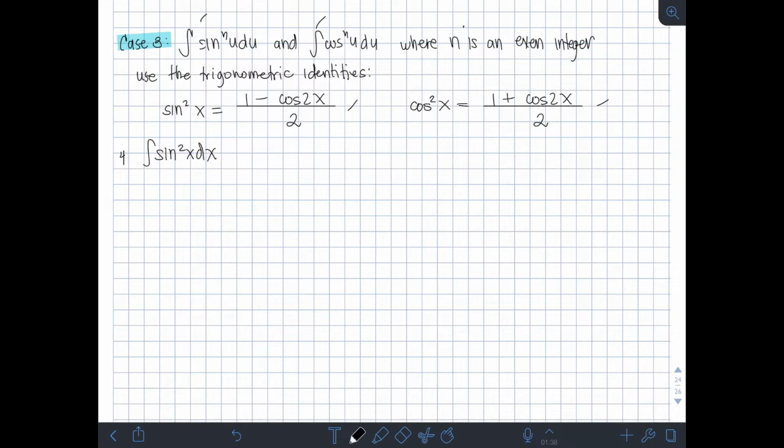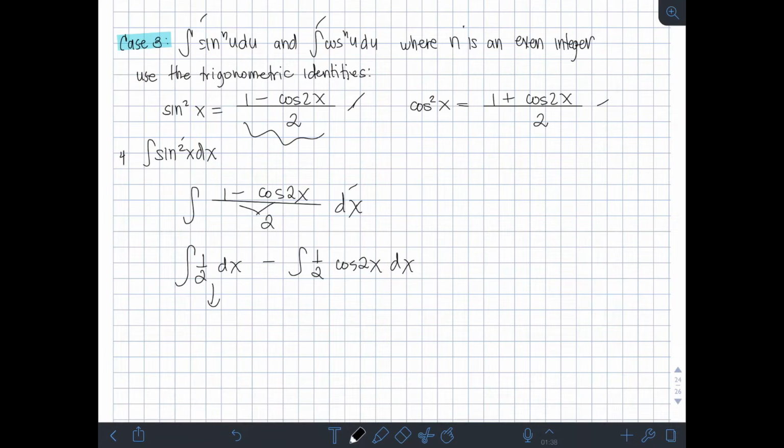Integral ng sin squared x dx. So, this time, even yung exponent niya na 2. So, apply natin tong identity. So, transform natin ito as integral ng 1 minus cosine 2x over 2 dx. Okay? Kasi ito yung identity niya. So, kapag distribute natin itong 2, tsaka itong dx, magiging integral ng 1/2 dx minus integral ng 1/2 cos 2x dx.